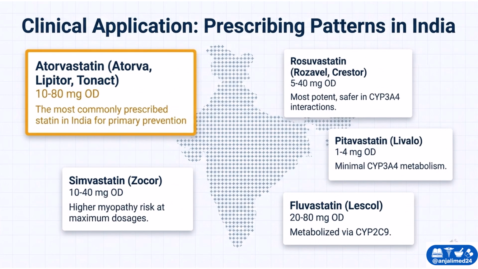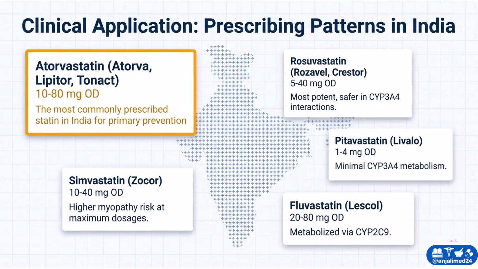Now, let's shift from theory to real-world prescribing, especially in India. Atorvastatin is the clear winner here. It's the most commonly prescribed statin, widely used for primary prevention with doses ranging from 10 to 80 mg once daily. Rosuvastatin is more potent, longer acting, and importantly safer in terms of CYP3A4 drug interactions. A great choice when you need high efficacy and fewer interactions.